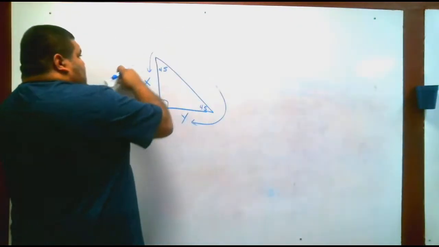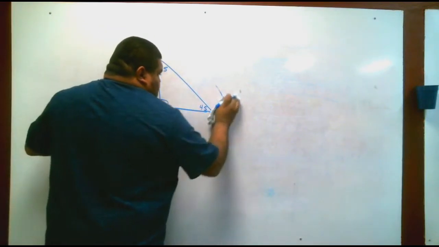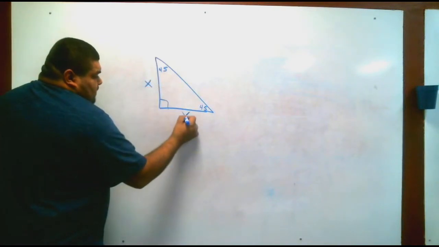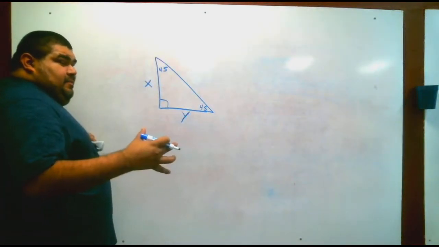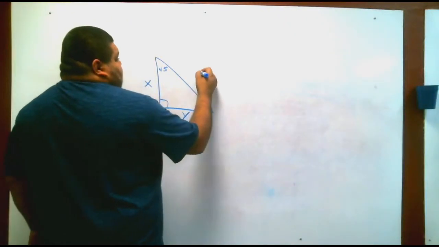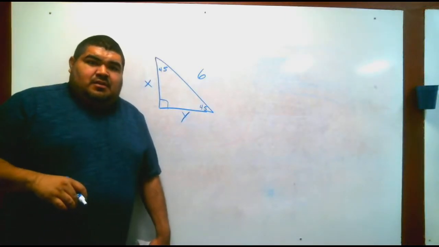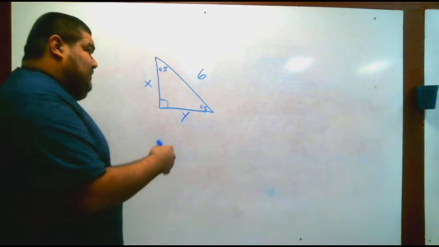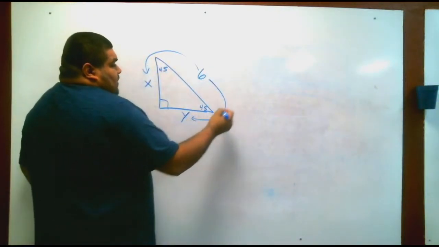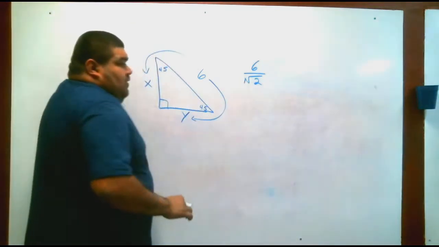Let's do one last one. Again, we're going to solve for x and y on the legs. This time, we have an actual full number. The number is 6. We already know the rule. The rule is we divide by radical of 2, right? So we have 6 divided by radical of 2.